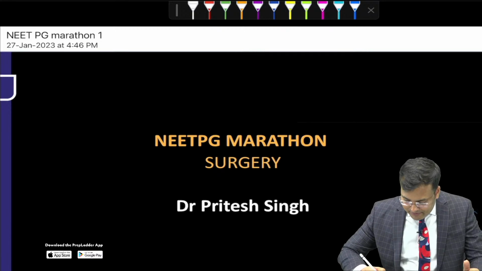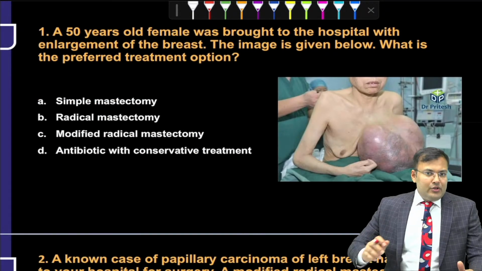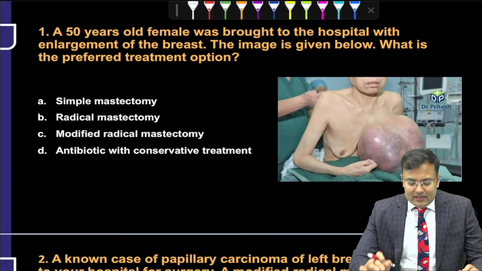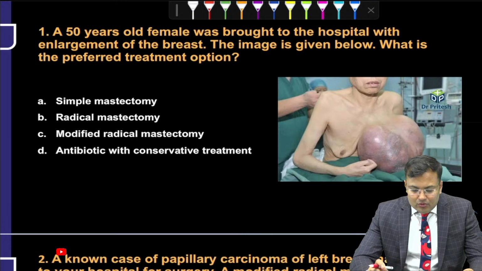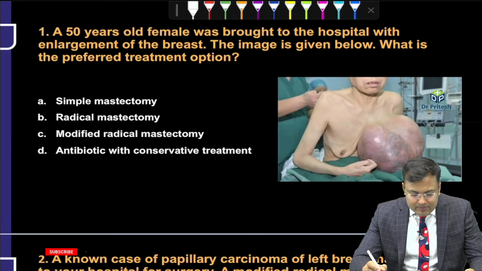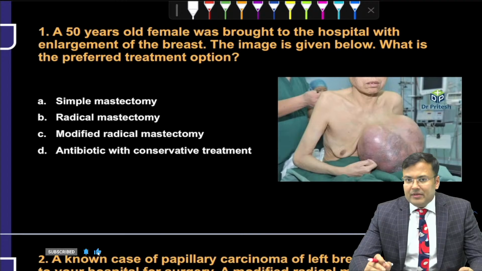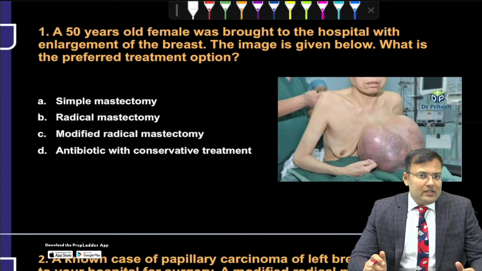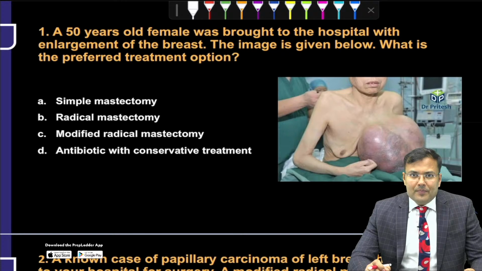So let's start with the first question. First, you have to tell me the answer and then we will discuss. A 50 years old female was brought to the hospital with enlargement of the breast. The image is given below. What is the preferred treatment option? So you know what is the diagnosis here. This is Phyllodes tumor, also known as cystosarcoma phyllodes.